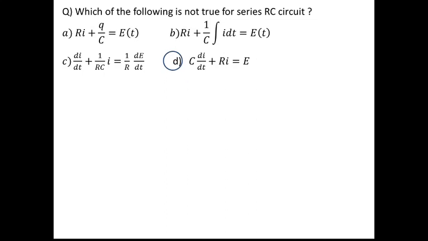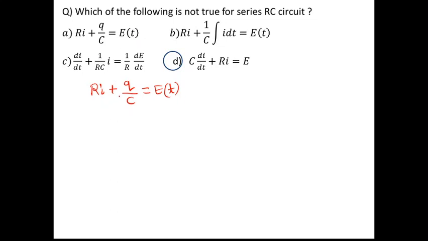Okay, let's have one more example. Which of the following is not true for a series RC circuit? Let's see how to get this. We know that according to Kirchhoff's law, the differential equation governing the series RC circuit is given by the voltage drop across the resistance plus the voltage drop across the capacitance equal to the applied voltage, which I am denoting by E of t. So equation 1A is correct, it's true.